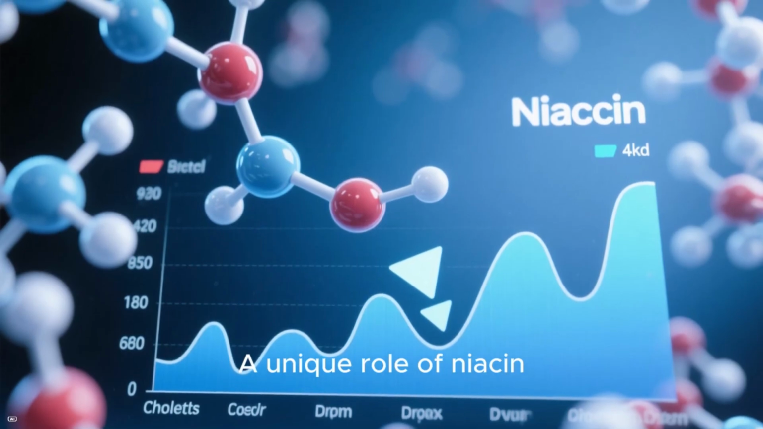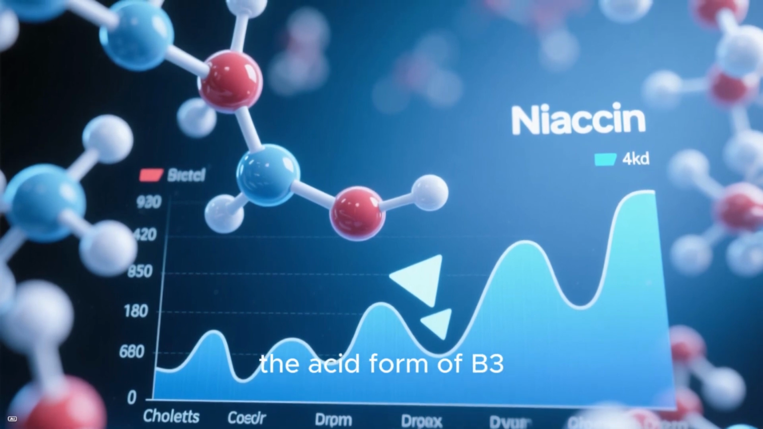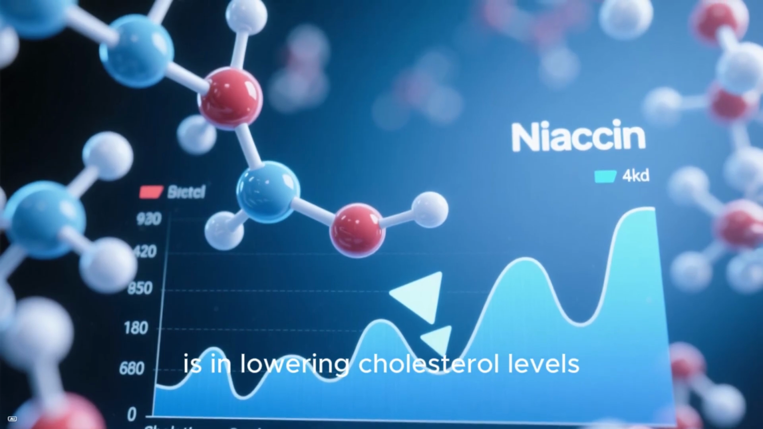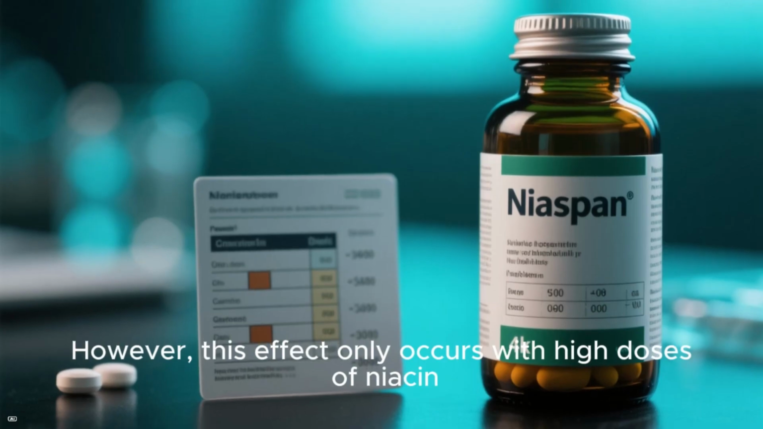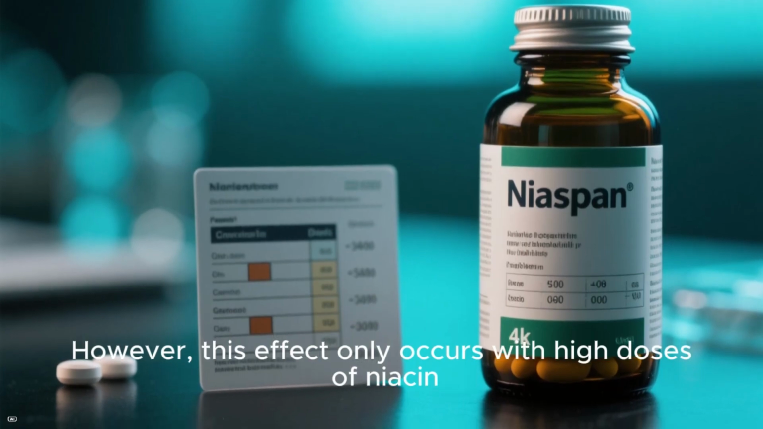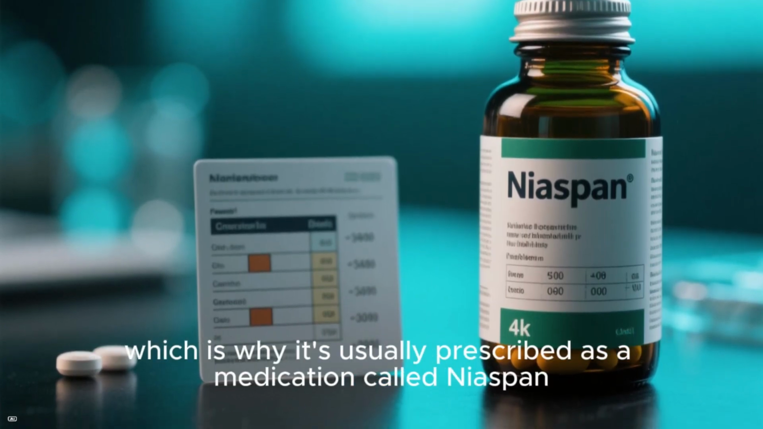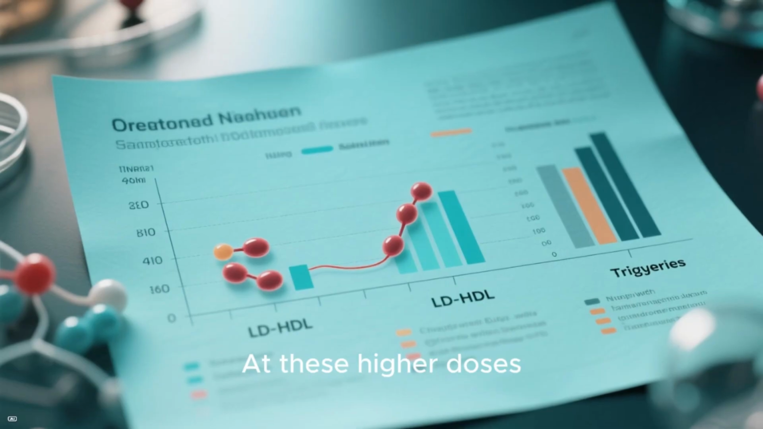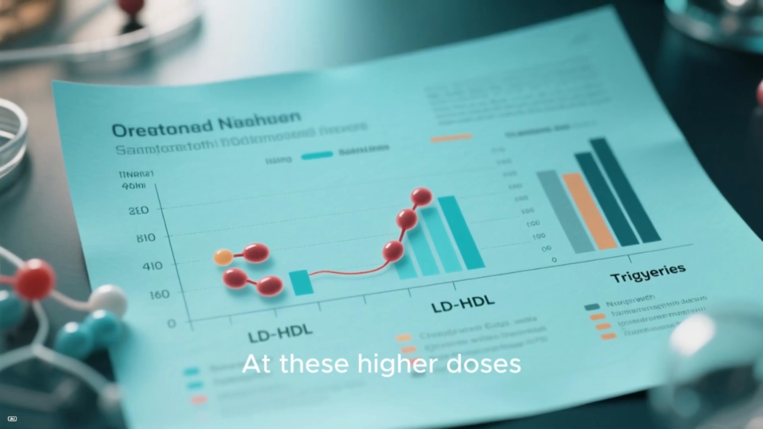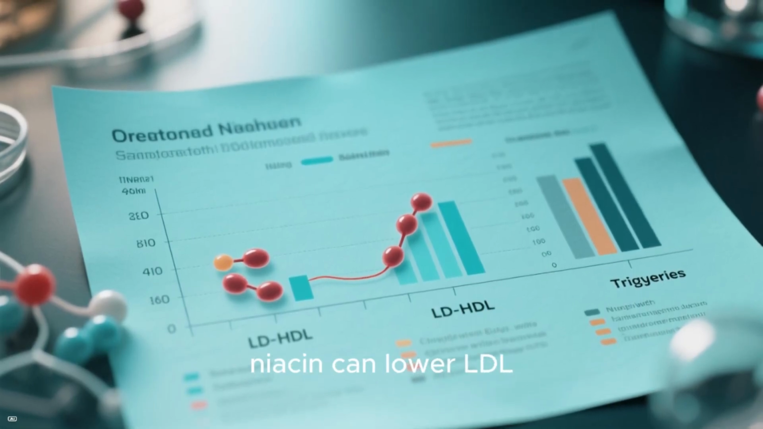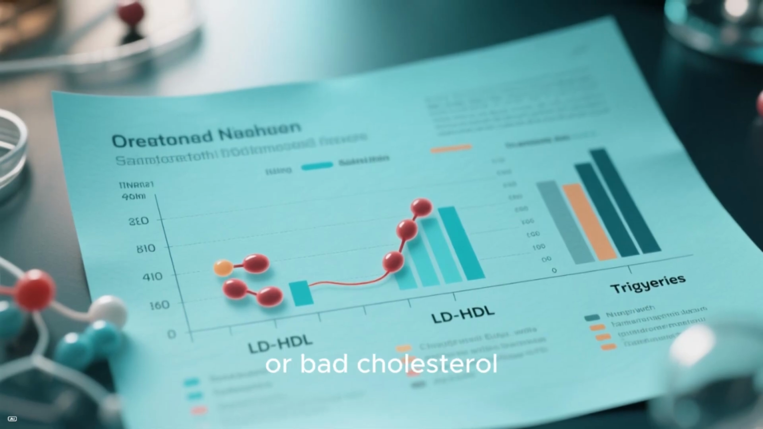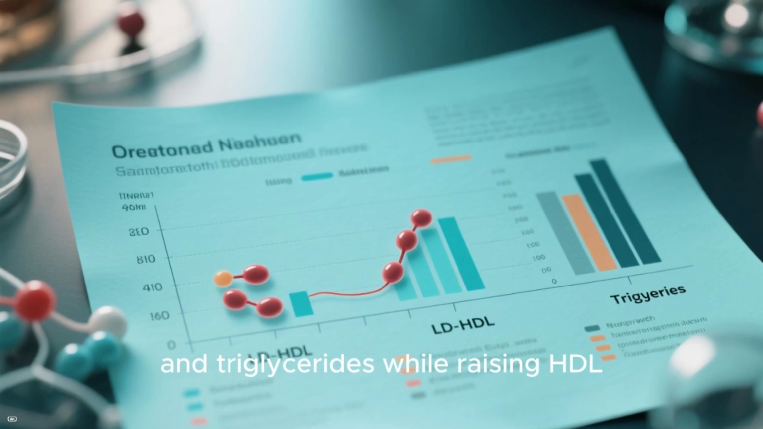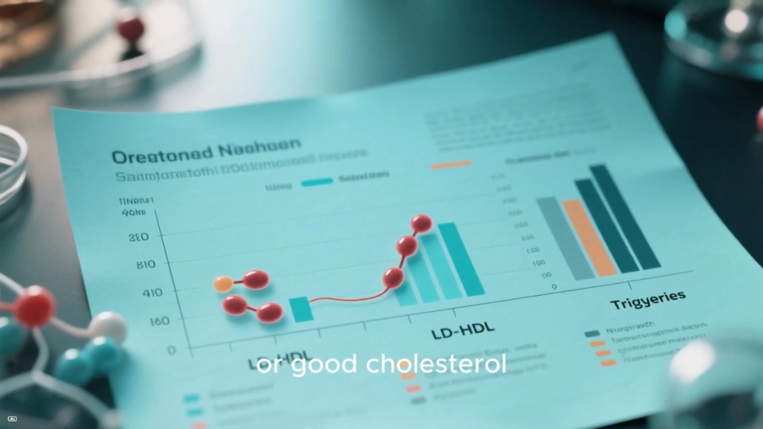A unique role of niacin, the acid form of B3, is in lowering cholesterol levels. However, this effect only occurs with high doses of niacin, which is why it's usually prescribed as a medication at these higher doses. Niacin can lower LDL, or bad cholesterol, and triglycerides, while raising HDL, or good cholesterol.